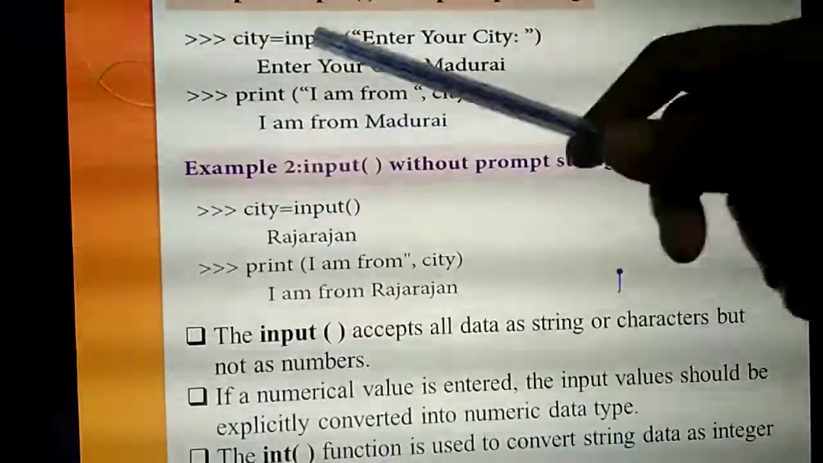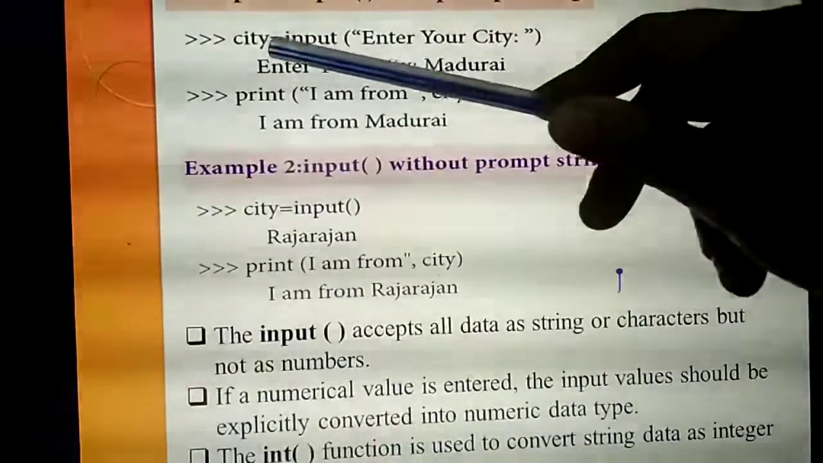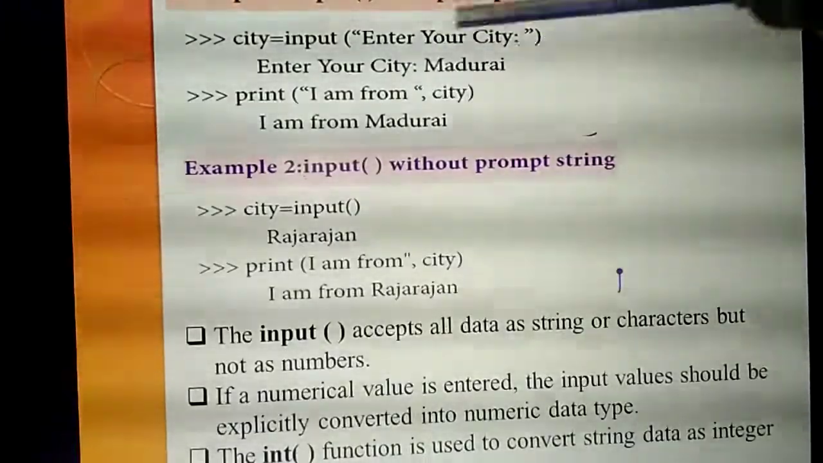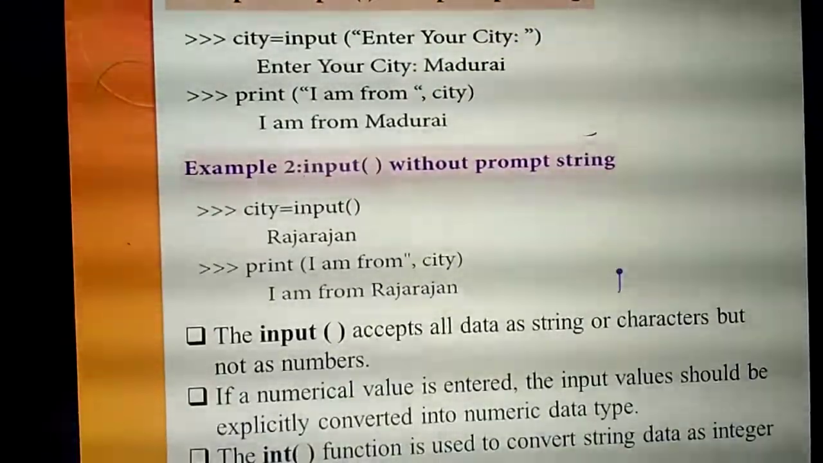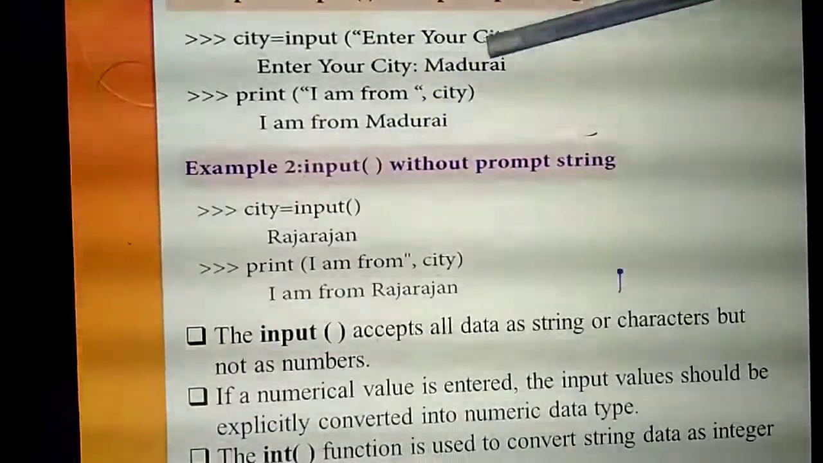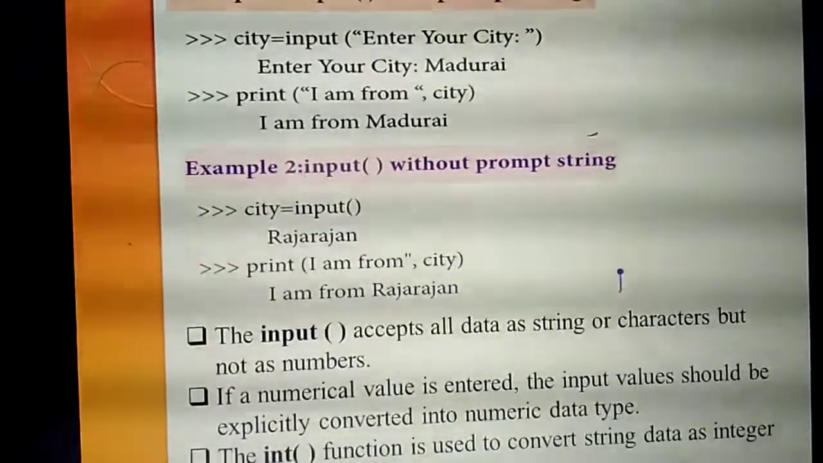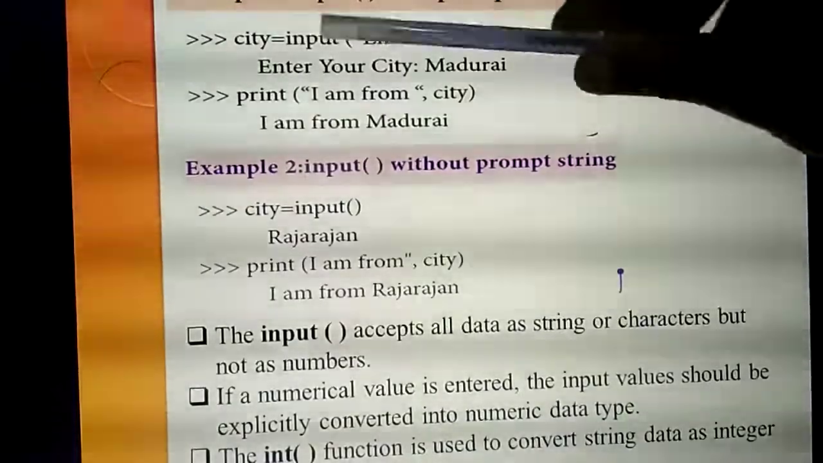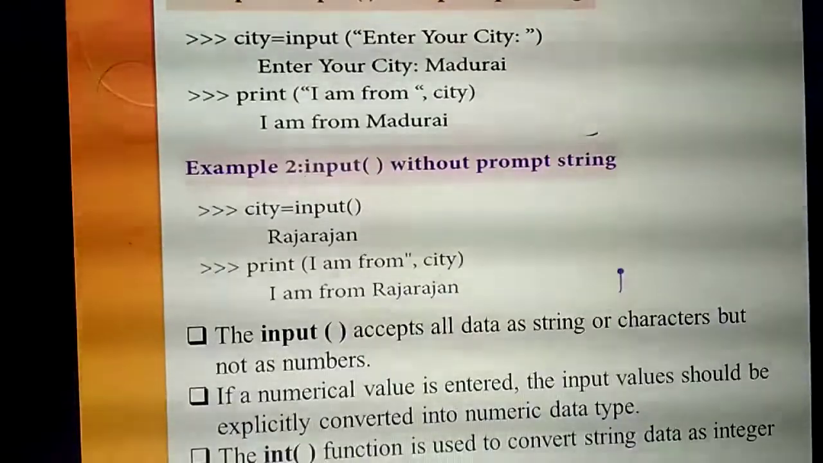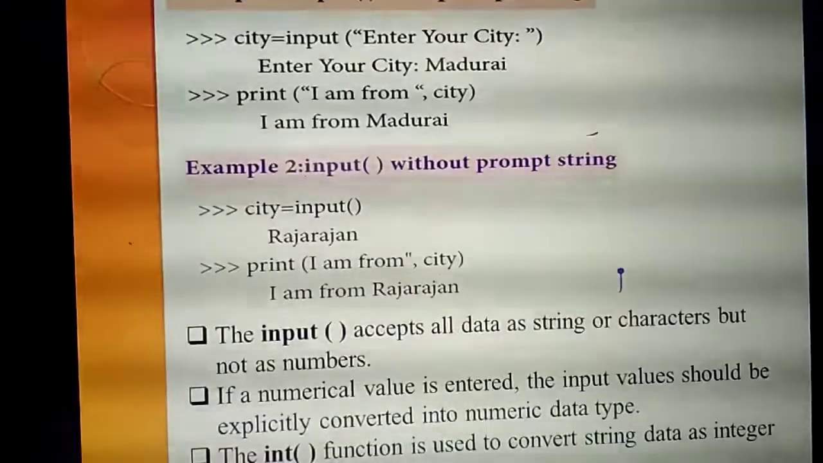Next thing I am going to print: print "I am from", city. One statement I have given inside the print function, and I am calling the variable called city. In city I have already stored the result Madurai. So what output will you get? "I am from Madurai." Understand? This is input with a prompt string. What do you mean by prompt string? The things we have mentioned inside the input function. So differentiate and study with the prompt string and without the prompt string.